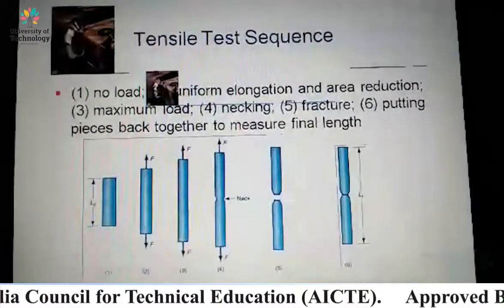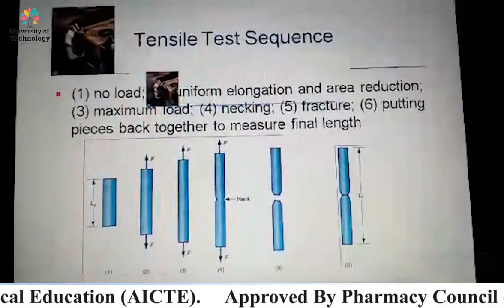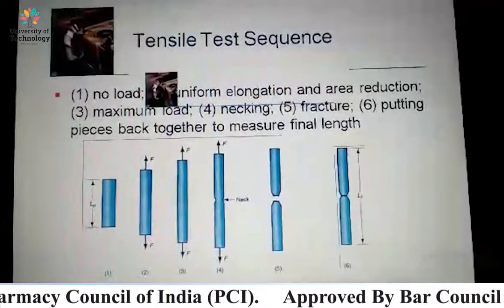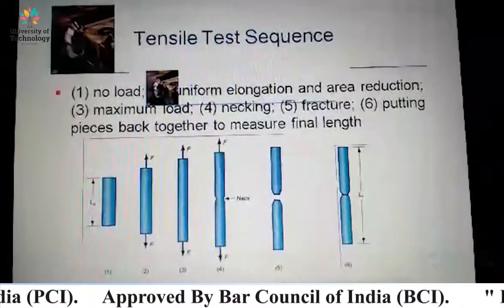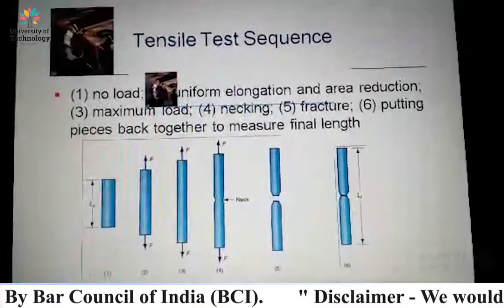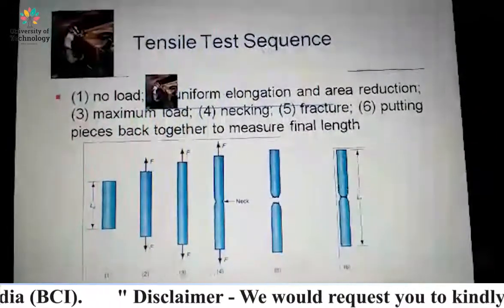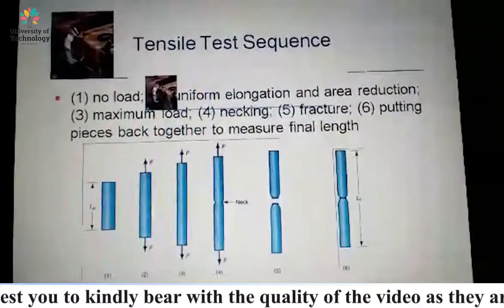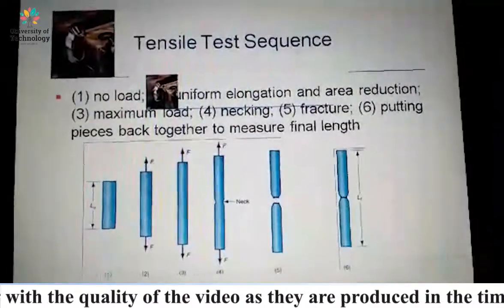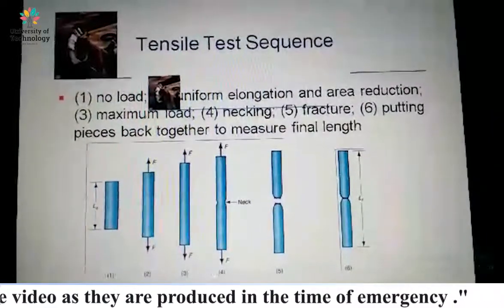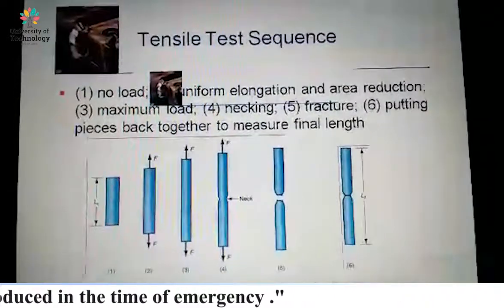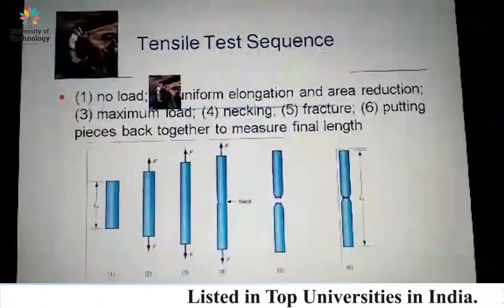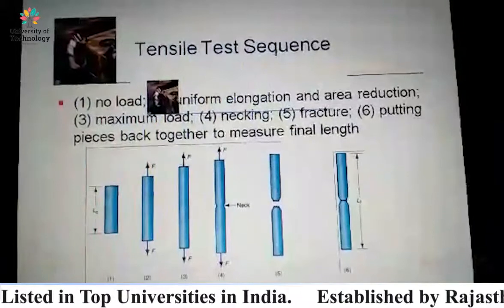The first figure is when no load is applied, right? In the second, uniform elongation and area reduction. When there is uniform elongation in the specimen, the area decreases, right? The third is maximum load, and the fourth is necking. Necking means the reduced diameter in the middle section. The fifth is the fracture, and the sixth is putting the pieces back together to measure the final length, right?